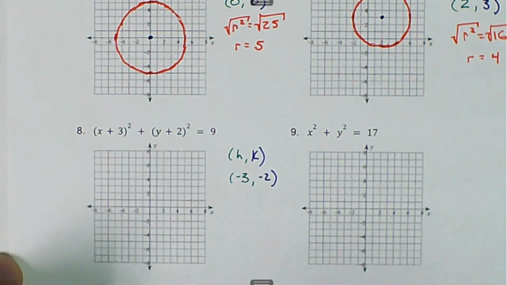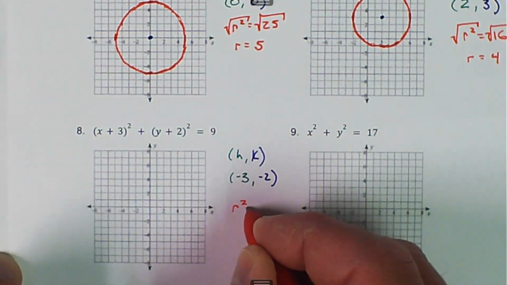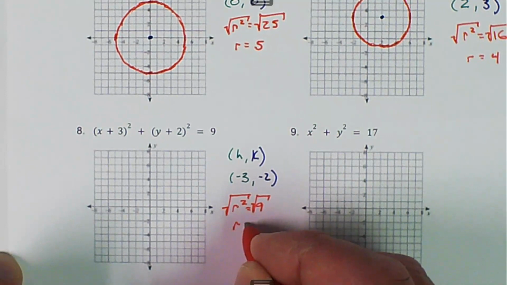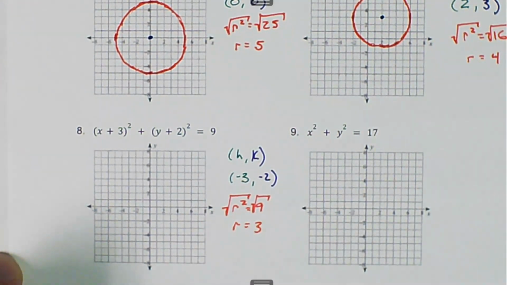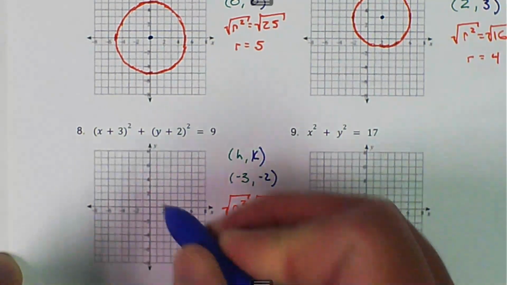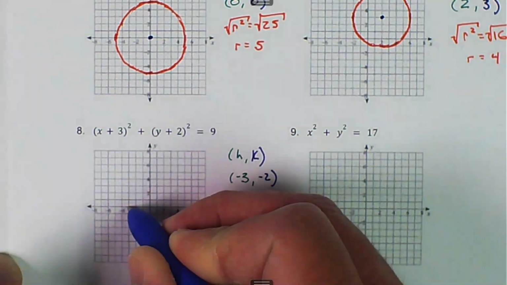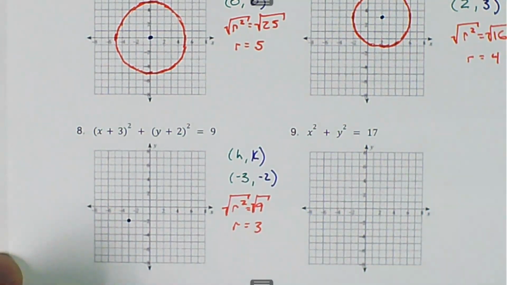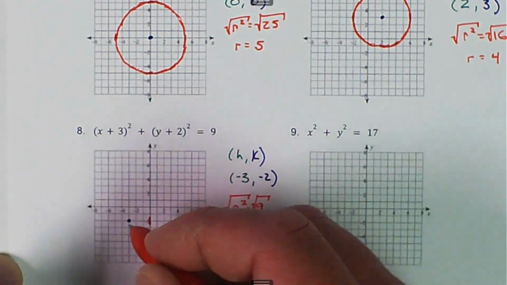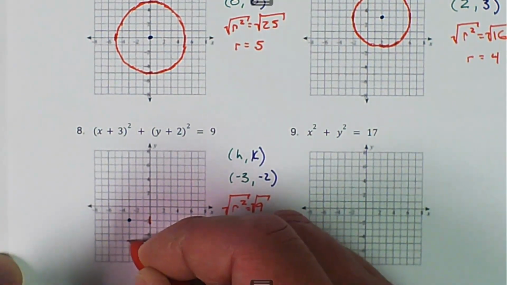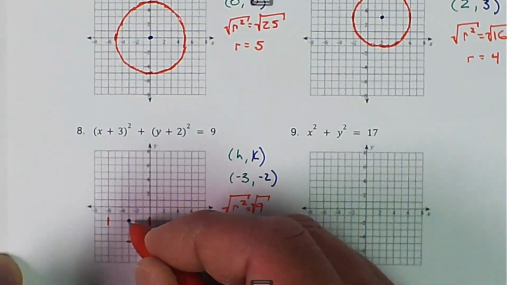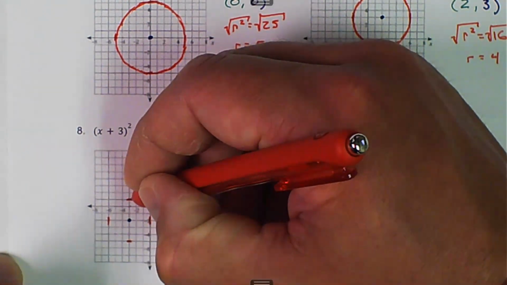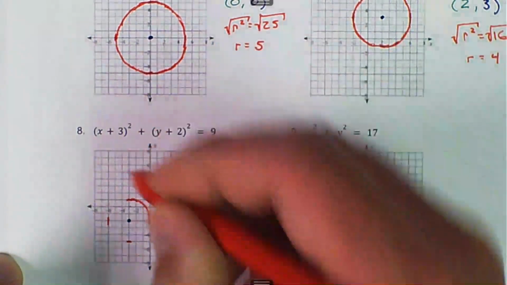And r squared is equal to 9. So we solve by taking the square root of both sides. So we get r is equal to 3. And we graph it at negative 3, negative 2. So that's our center point right there. And then we count 3 in each direction. 1, 2, 3. 1, 2, 3. 1, 2, 3. And then all we have to do from there is just make the circle connect through those points.